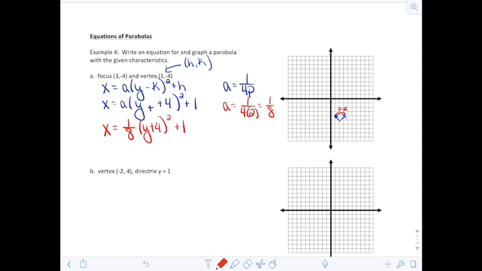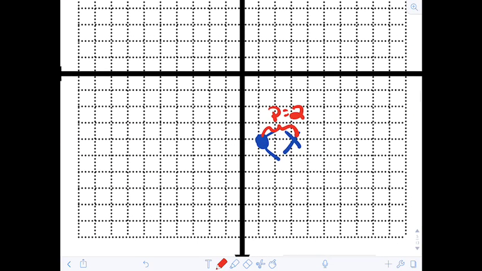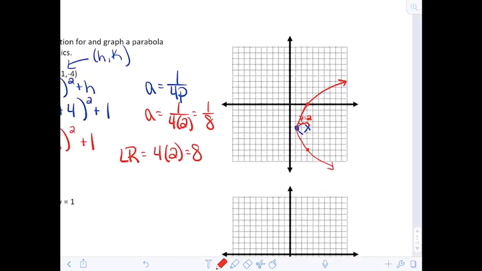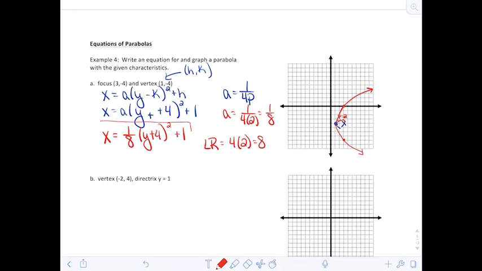And the last thing to do to complete our graph is to get that LR value so we know the proper width. So LR is 4 times the p value of 2, which is 8. So from the focus, I'm going to go up 1, 2, 3, 4. Remember, the focus is the midpoint. And down 1, 2, 3, 4. And then here is my parabola. Okay. And then this would be the equation.